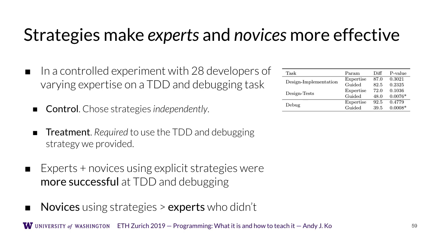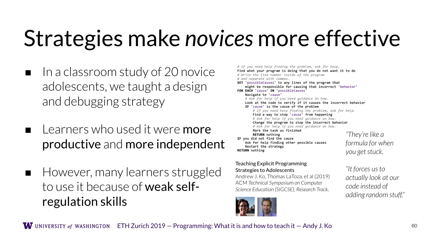We took that more expert study and tried to look at strategies in a more novice context. And so we went to a classroom of secondary school students. They were 20 adolescents, and we taught them a design and debugging strategy, simpler ones than the one that we taught the experts. And learners who used those strategies in the class were more productive and more independent. These were correlations, of course.